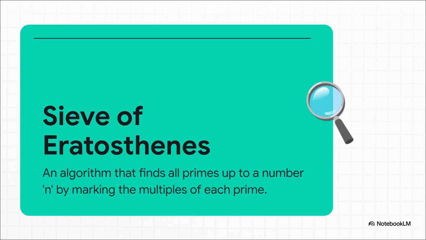Just imagine you have a big list of numbers. You start with 2, which you know is prime, and you cross out every multiple of 2. Then you go to the next number that isn't crossed out. That's 3, and you cross out all of its multiples. You just keep doing that, and the numbers left standing at the end, those are your primes.